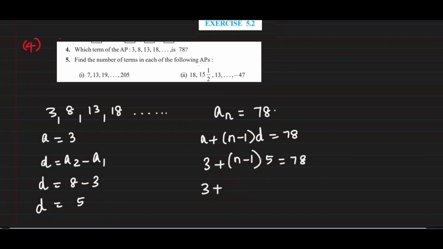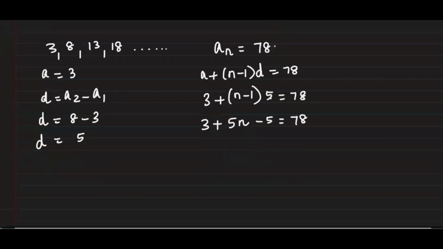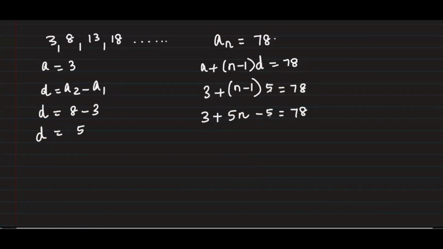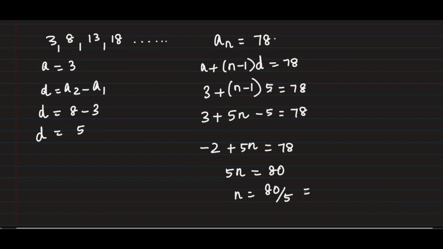Let's solve this one. So 3 plus 5 into n will become 5n. 5 into minus 1 will become minus 5. It's equal to 78. So 3 minus 5 will become minus 2. So minus 2 plus 5n is equal to 78. So 5n is equal to, taking 2 to the other side, that will become plus 2. So 78 plus 2 will become 80. So n is equal to 80 over 5, which is 80 divided by 5. So 16. So n value is equal to 16.